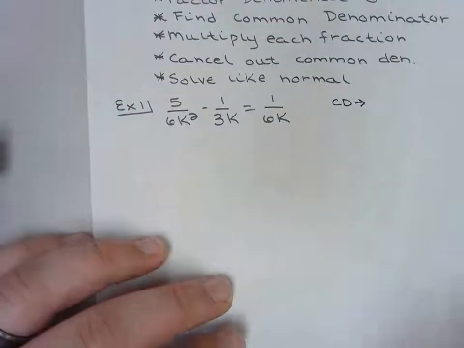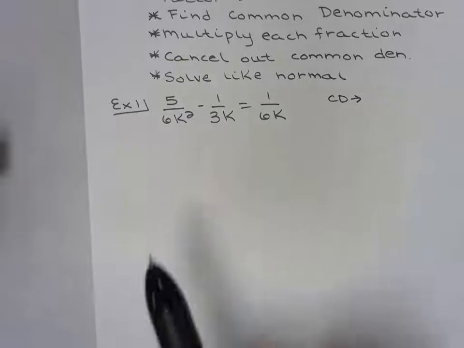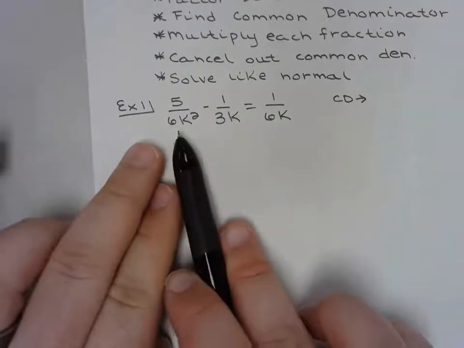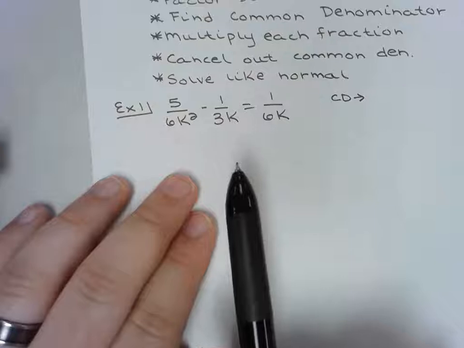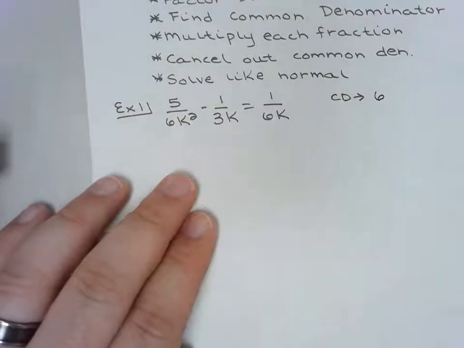I think it's helpful if you put it to the side. Some of you guys don't necessarily have to do that. However, it's easy to lose track of things if you don't have it written down. So I want to look at my common denominator and figure out. So let's look at all my denominators. Look at your coefficient first. 6, 3, and 6. What is the lowest thing that 6, 3, and 6 will go into? 6.